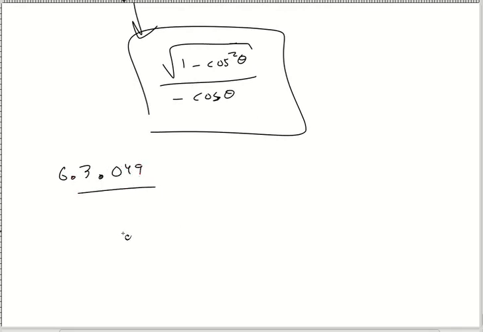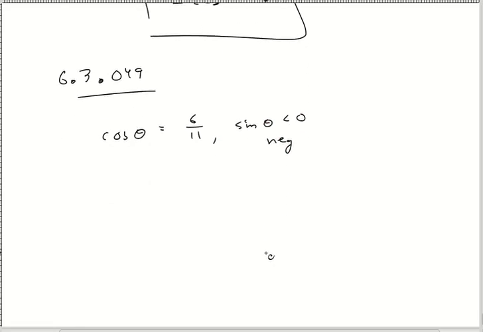63049. I've got cosine of theta is equal to 6 over 11. And it says sine of theta is less than 0. Remember, that's going to be negative now. This is actually a positive right here. So also something to kind of keep in mind. Remember, we got adjacent over hypotenuse, or again, x over r, whatever you want to call it there.